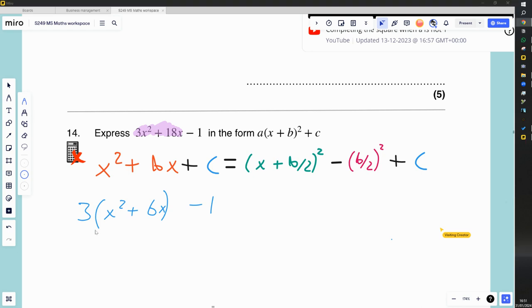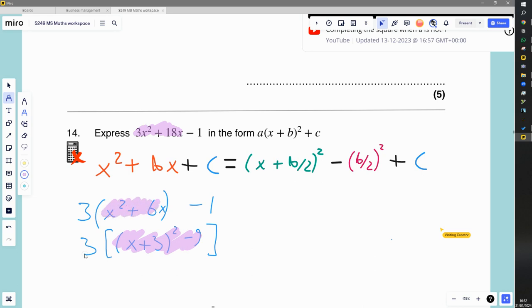Okay, so we end up with 3, and I will use square brackets because this stuff in here becomes x plus 3 all squared and then -9. Okay, so this stuff here, all of this stuff here becomes all of this. Just going to get rid of that because that colour's not quite accurate now. And then we've still got a minus the 1.